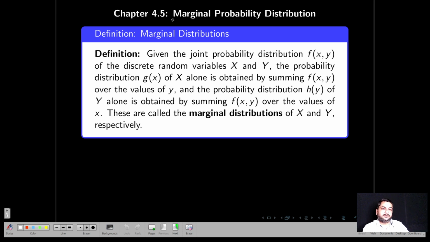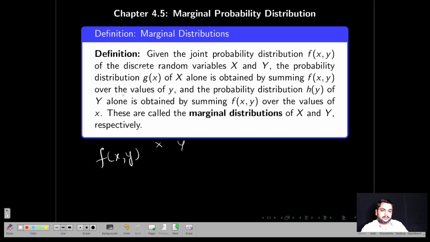Marginal means to get the marginal value of the distribution. So what exactly does it mean? Let us say f(x, y) is a joint probability distribution. It can be applied both for discrete as well as continuous cases. Let x and y be two random variables. First, let us understand the discrete random variables case.